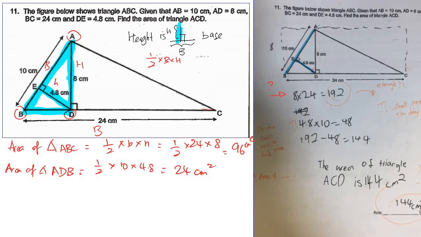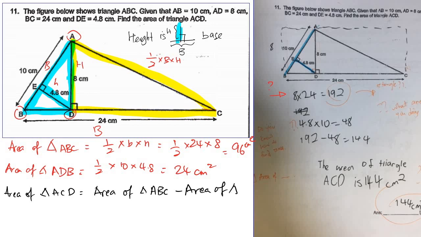For here also, it's asking me to find the area of ACD, which is this area here. But I already know the big area, this whole big area here. I minus away this portion will give me this portion. So I label again, remember to write again: area of triangle ACD equals area of triangle ABC minus area of triangle ADB, equals 96 minus 24, which will give me 72.